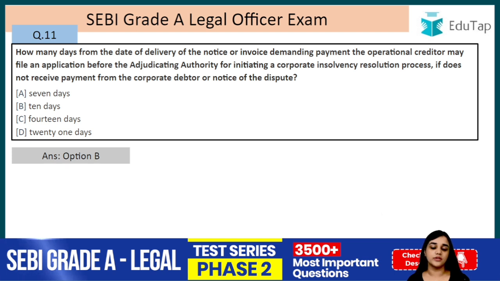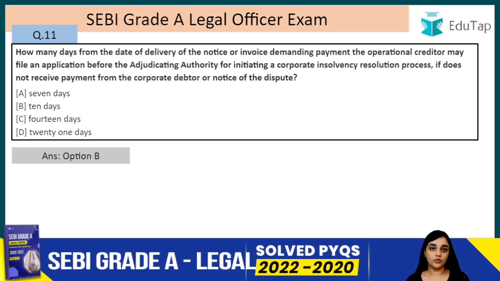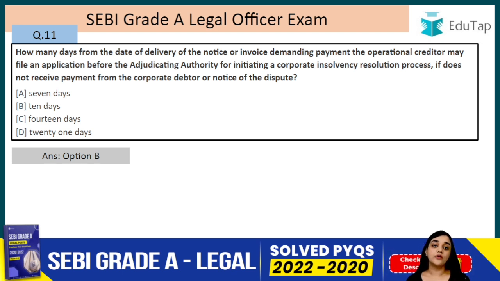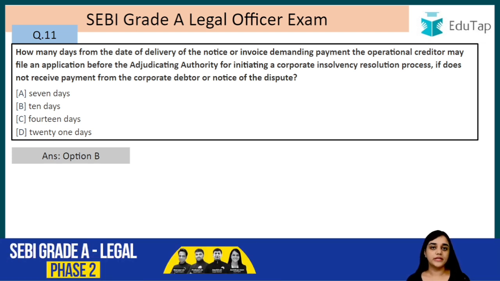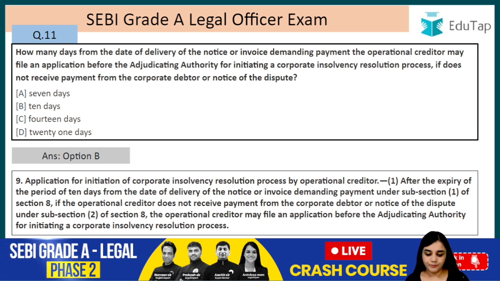start the CIRP process. But let's just say that A Limited did not give any notice or did not make the payment within these 10 days that were given. In that case, what can the operational creditor do? The operational creditor can now, after the completion of these 10 days, move to the NCLT with this application, right? So this is why the answer is B, that is 10 days.